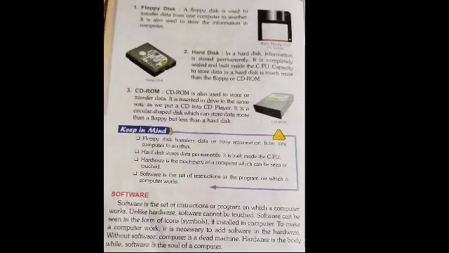Floppy disk. A floppy disk is used to transfer data from one computer to another. It is also used to store information in the computer. Hard disk. In a hard disk, information is stored permanently. It is completely sealed and built inside the CPU. The capacity to store data in a hard disk is much more than a floppy or CD-ROM.